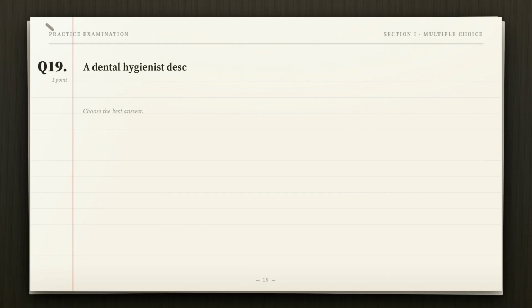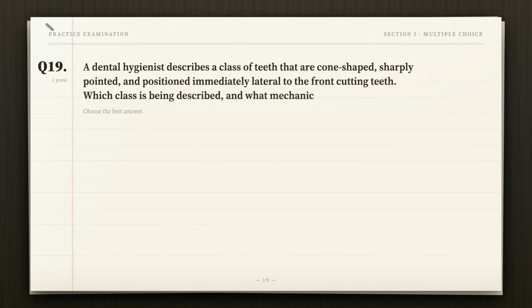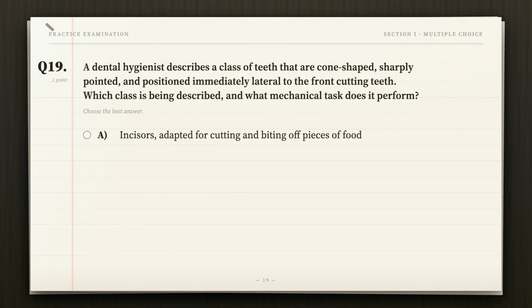Question 19. A dental hygienist describes a class of teeth that are cone-shaped, sharply pointed, and positioned immediately lateral to the front cutting teeth. Which class is being described and what mechanical task does it perform? Your options are A. Incisors, adapted for cutting and biting off pieces of food.